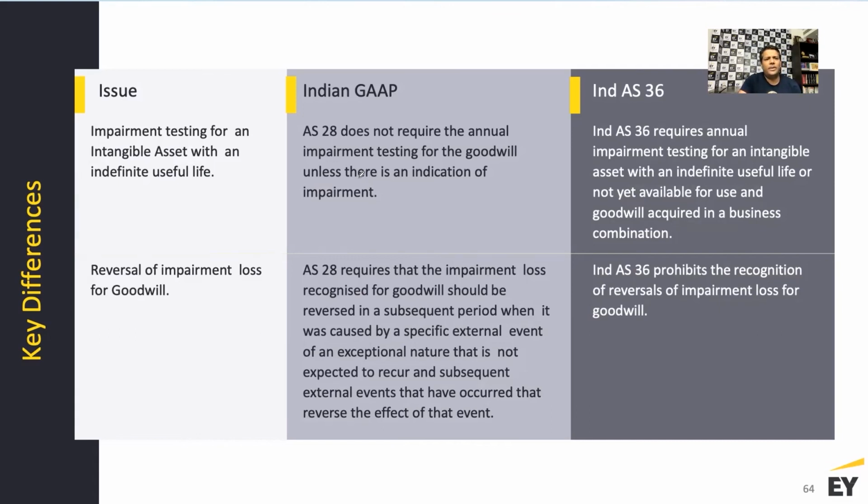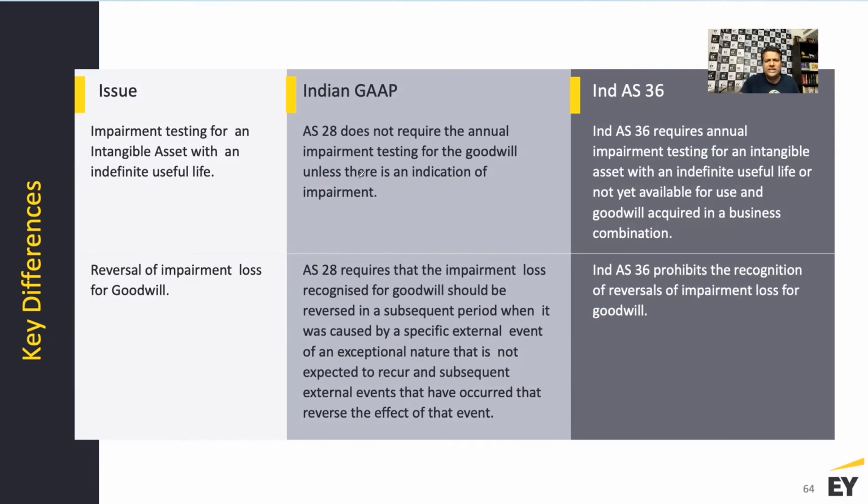Now, reversal of impairment loss for goodwill is not permitted under Ind AS. AS 28 required that the impairment loss recognized for goodwill should be reversed in a subsequent period when it was caused by a specific external event of an exceptional nature that is not expected to recur, and subsequent external events have occurred that reverse it. In practice, it is extremely unlikely to see any reversal of impairment loss on goodwill even under Indian GAAP. So goodwill once impaired is not allowed to be reversed, period.